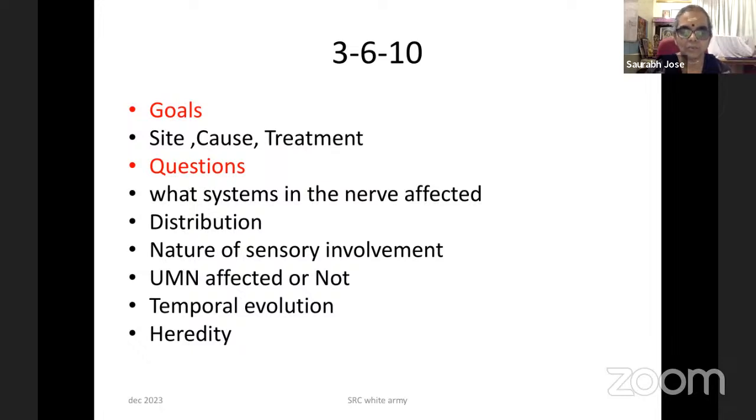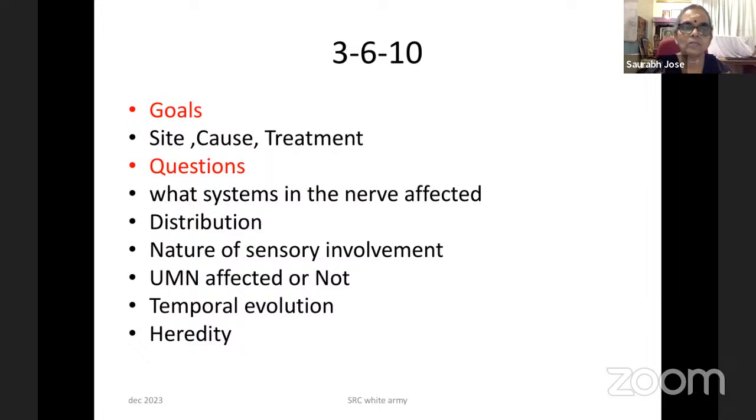What is the distribution? Is it mononeuritis? Is it proximal? Is it distal? Is it length dependent? That is the distribution. So second question you ask is the distribution. Third question, what is the nature of sensory involvement? Is it the large fiber or the small fiber or both? And is the upper motor neuron affected in addition to the lower motor neuron? What is the time scale? Is there a history of heredity? So these are the 6 questions.